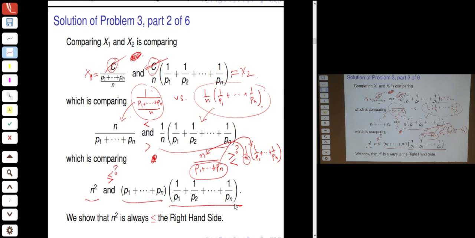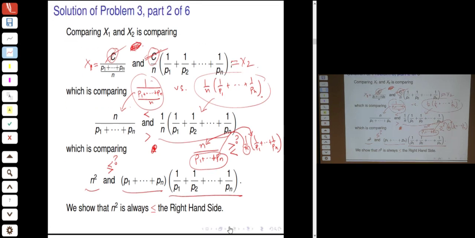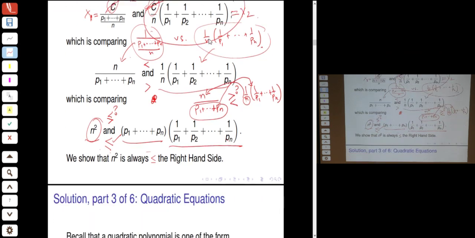Clear? Any questions? And what we will show is that actually this direction is true. In fact, n square is always less than or equal to these products. So in fact, the second strategy will give you more shares.